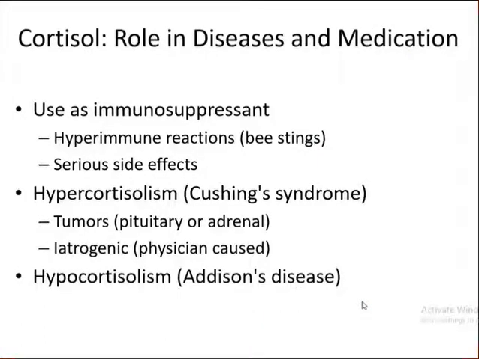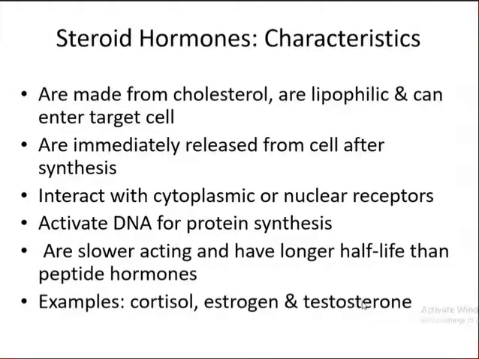Now, I will just discuss some characteristics of steroid hormones. They are made from cholesterol, are lipophilic, can enter the target cell, and are immediately released from the cell after synthesis. They interact with cytoplasmic or nuclear receptors and activate DNA for protein synthesis, all including sex hormones. They are slower reacting and have a longer half-life than peptide hormones. Examples are cortisol, estrogen, and testosterone.